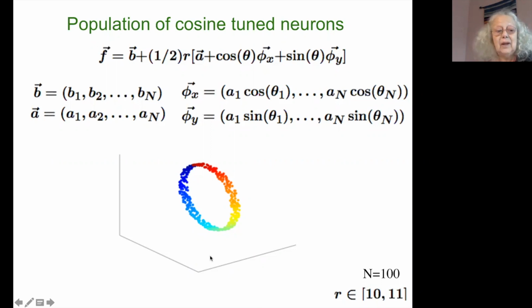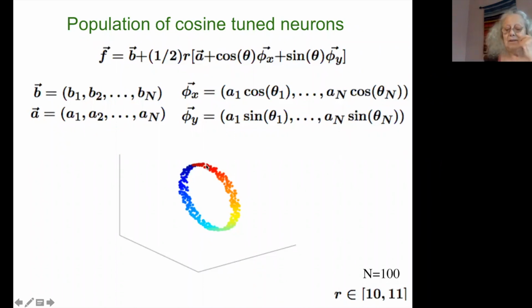So now if I go to the n-dimensional space, this is for n equals 100, and I vary theta in this equation, what I will see is a circle, a 2-dimensional arrangement, which very well reflects the organization of the targets in space. And moreover, if I allow for a little bit of variation in R, in this case R between 10 and 11, there will be a 3rd dimension coming in.